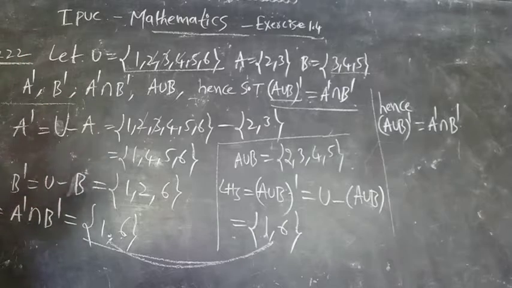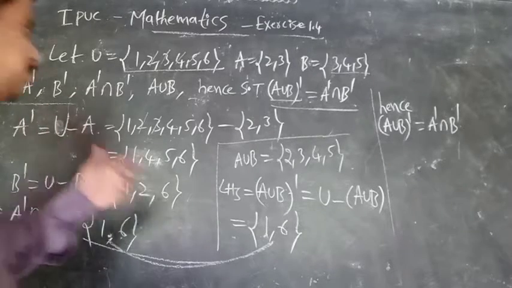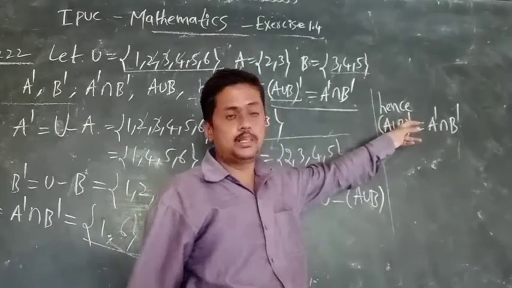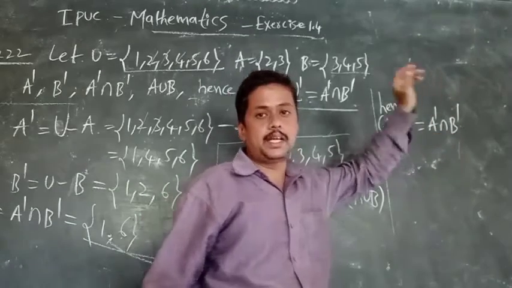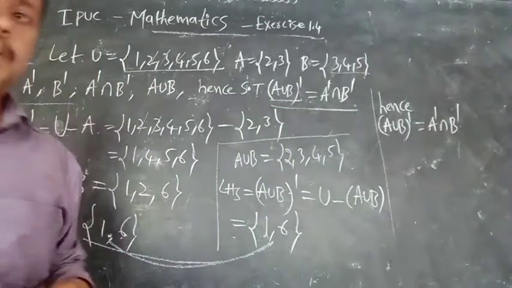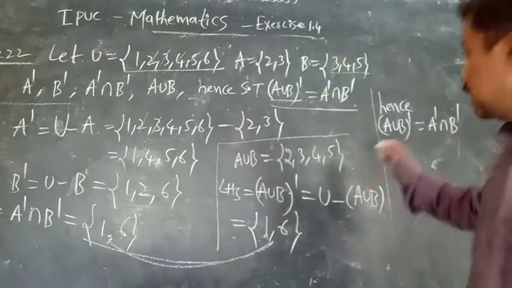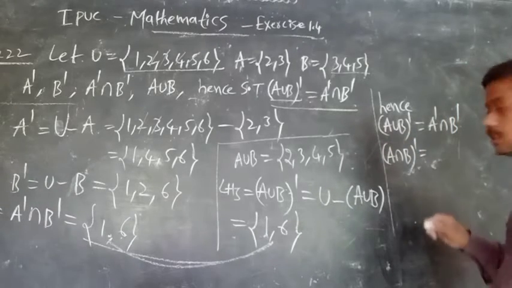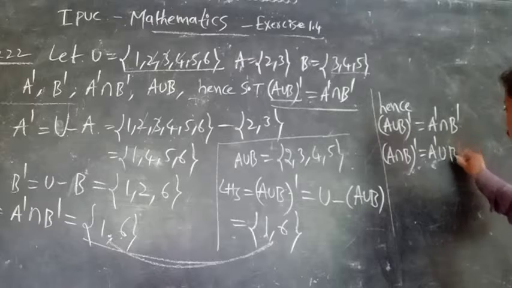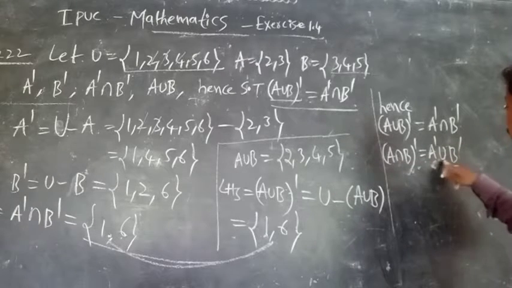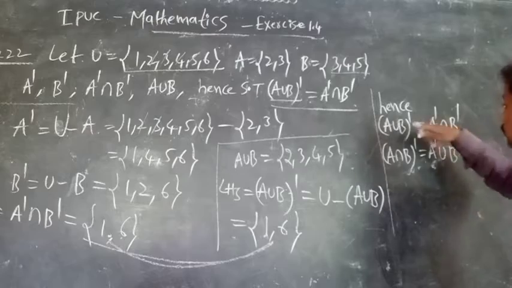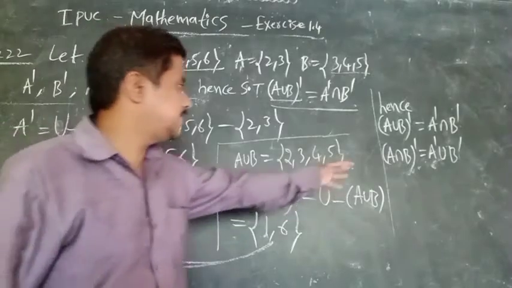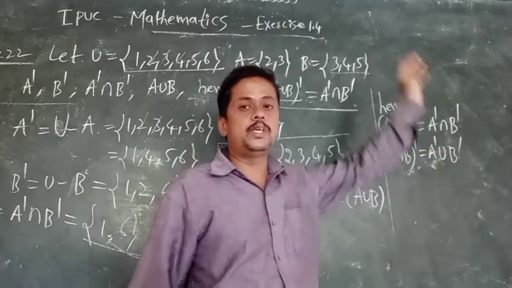So this is example 22. Very important. This property is also important. You have to learn this property also. A union B whole dash equals A dash intersection B dash. Another property is there. Another property means A intersection B whole dash is equal to A dash union B dash. So when union comes it becomes intersection, and intersection becomes union, with whole dash.